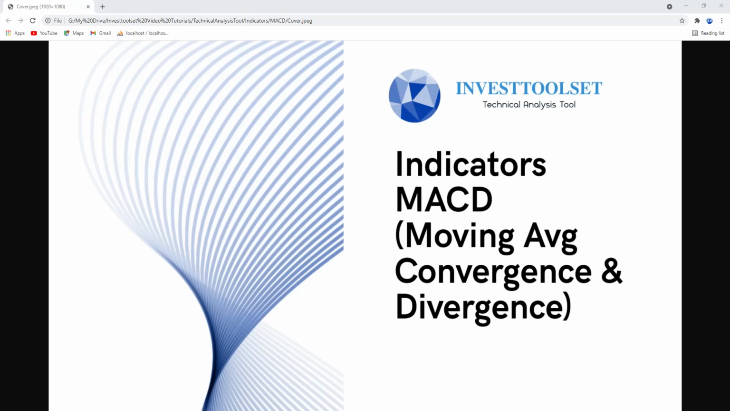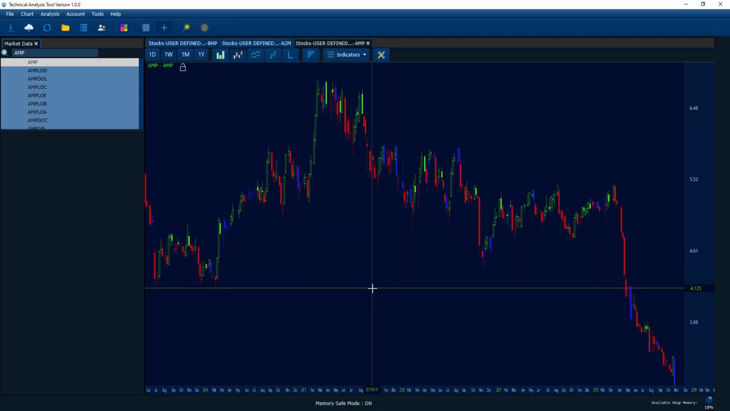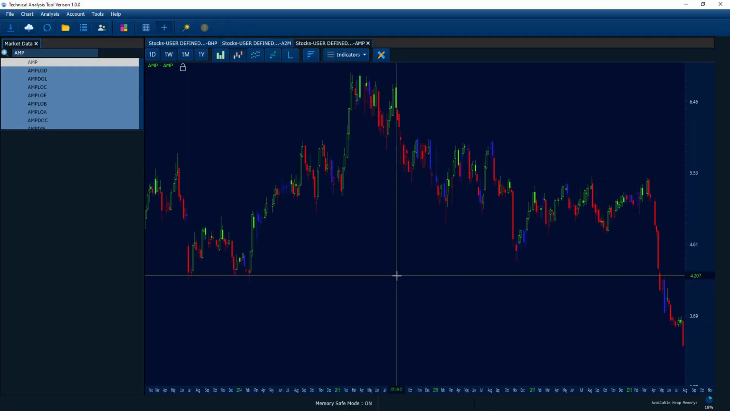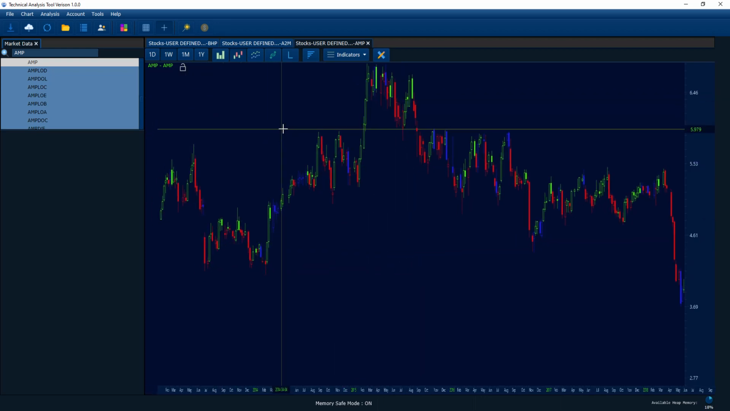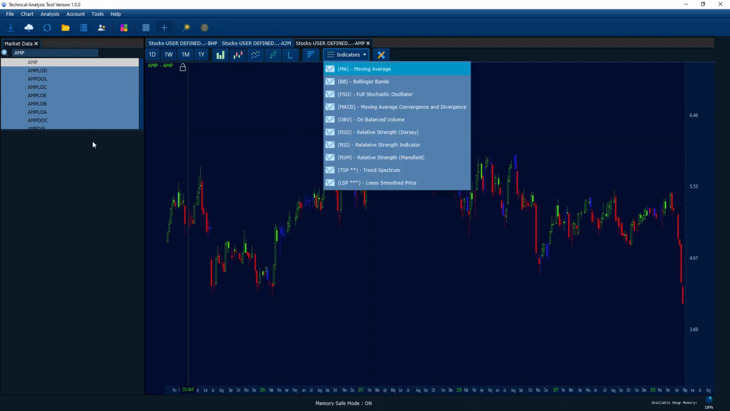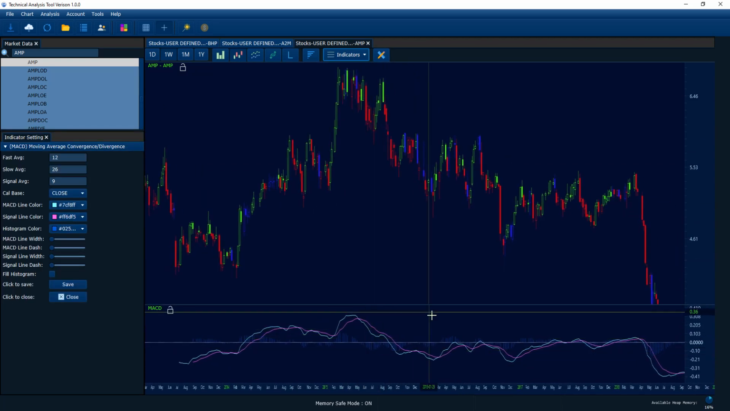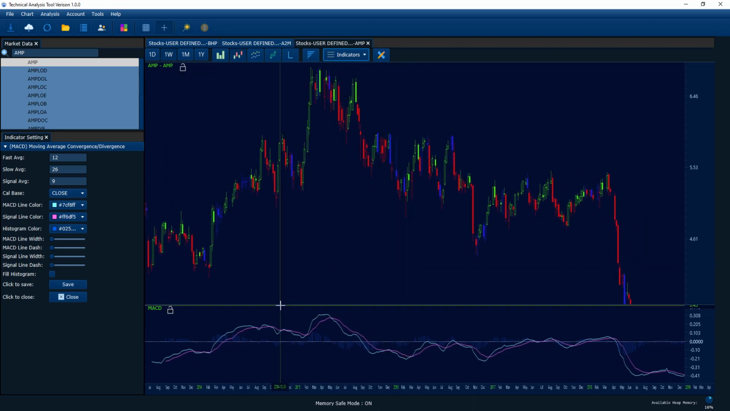So okay, let's go straight into our application. As you can see, I already have the charts open. This one is called AMP. If you want to add the MACD into your chart in the application, once you open the chart, click on the indicators drop down list right here, and click on the MACD. Once you click on that, as you can see, we introduce this indicator into the chart.